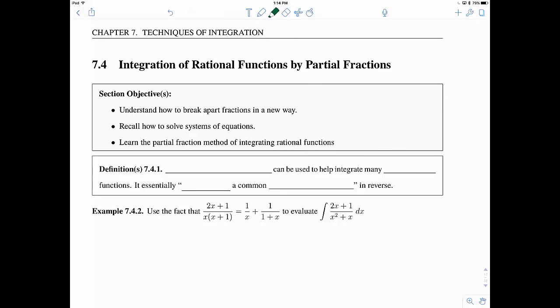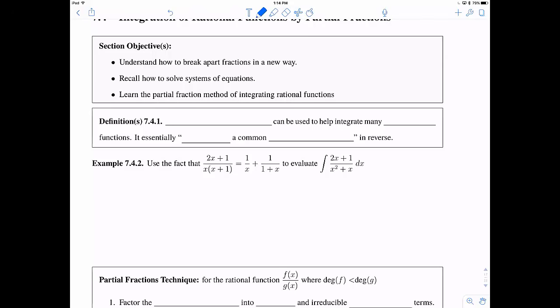This section is called Integration of Rational Functions by Partial Fractions. I should probably tell you what partial fractions are. This is a technique that can be used to help integrate many rational functions. It essentially is finding a common denominator in reverse. To demonstrate this, look at this example.